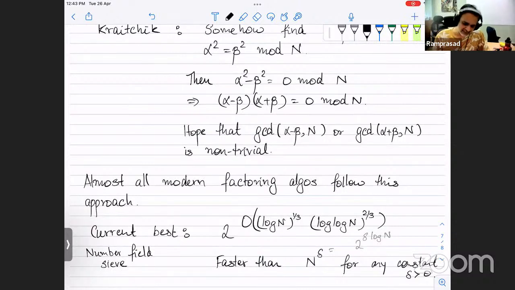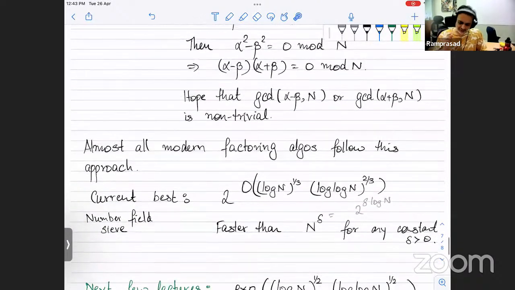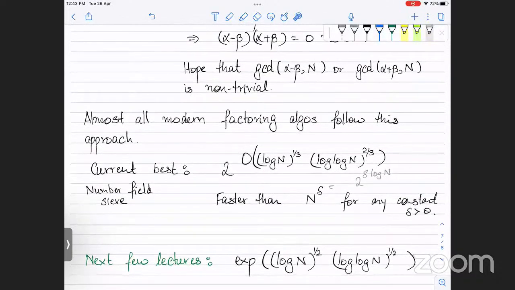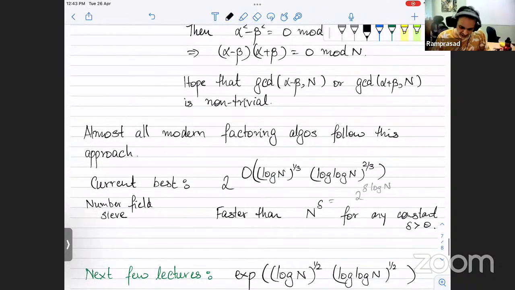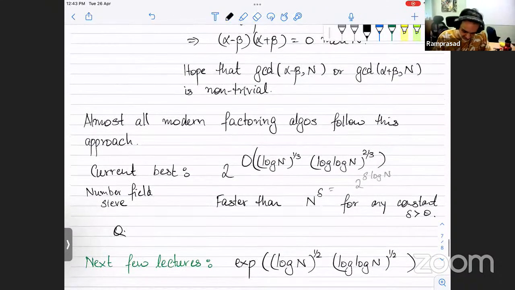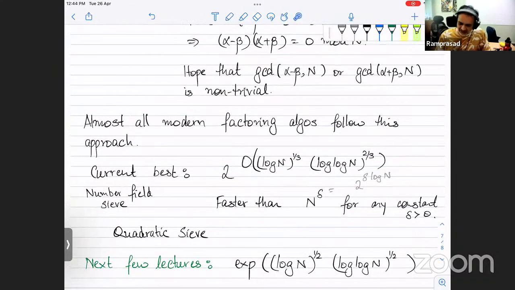Okay, but the number field sieve is something that is a little complicated, and this is something that we won't do in class because it's a lot more involved. But what I do plan to do in the next few lectures is a weaker algorithm, which is called the quadratic sieve. Okay, which achieves the same thing. Instead of 1/3 and 2/3, it achieves half and half.